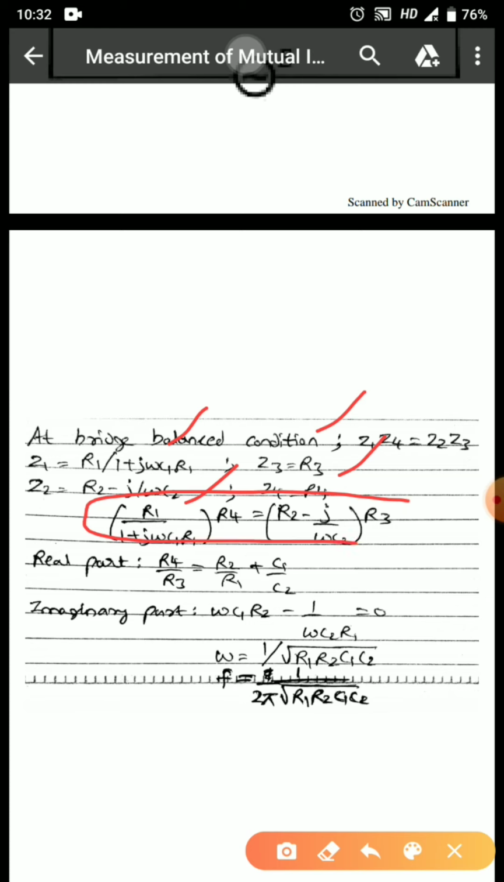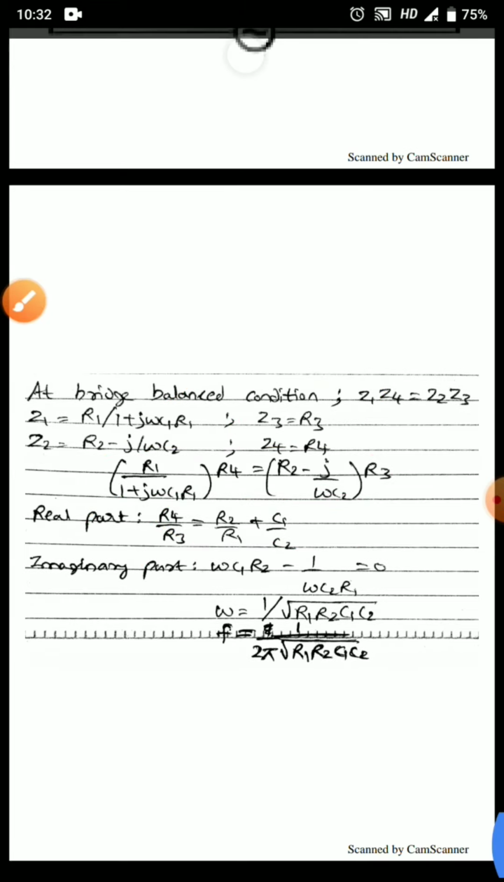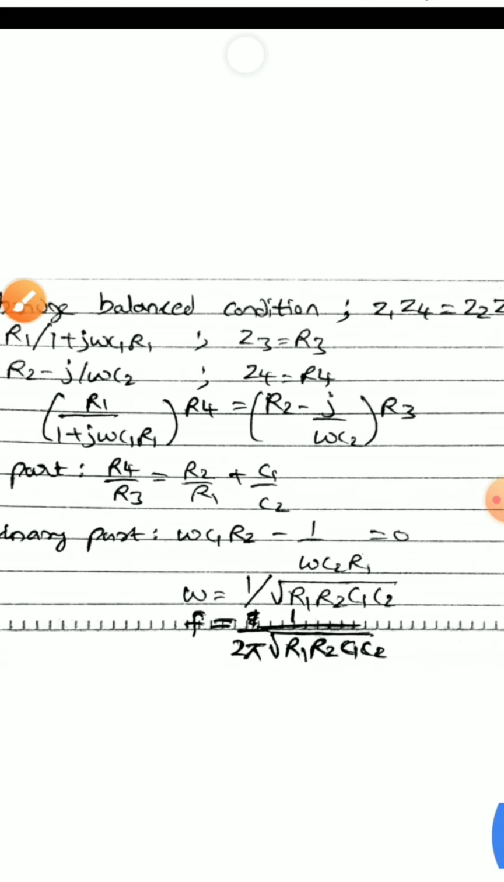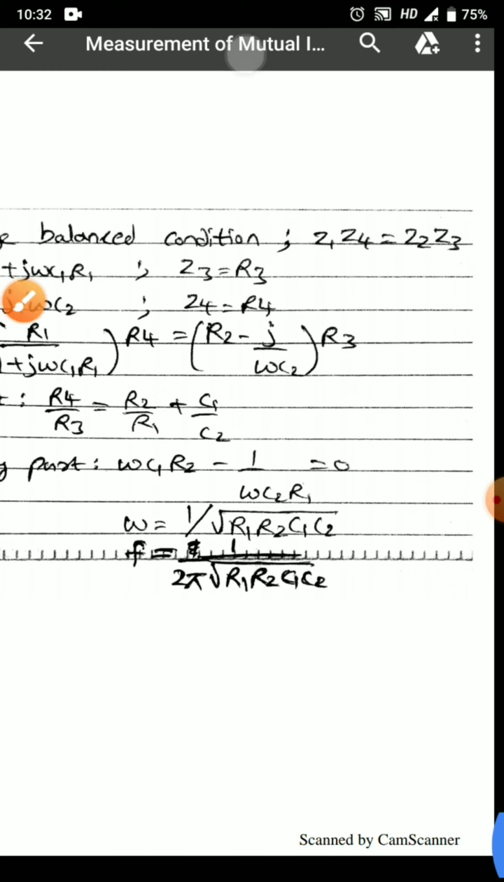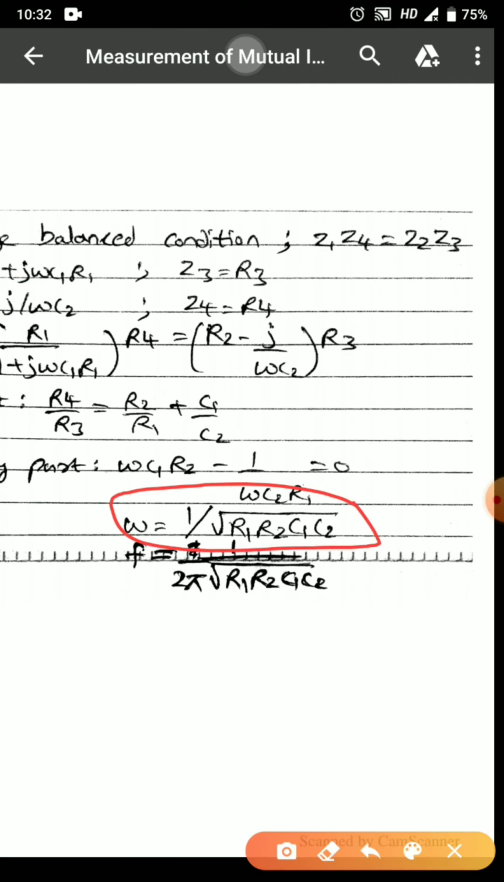Now what I have to do is equate the real part and imaginary part separately. So equating them separately, this is the value of the real part that I am getting. The imaginary part that I am getting is omega C1 R2 minus 1 by omega C2 R1, and this is equal to 0. Now when I am equating, I will get omega is equal to 1 by under root of R1 R2 C1 C2. Right. We know that omega is equal to 2 pi f, the relation between angular frequency and frequency.